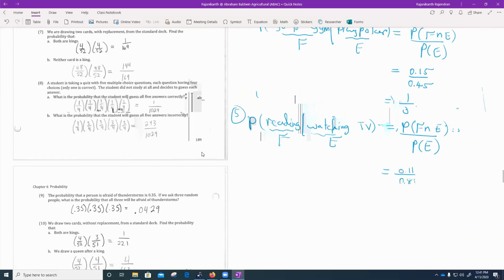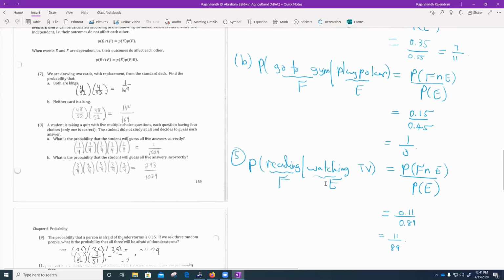Okay, so then simplify this. That is 11 over 89. That's the probability of reading given that he is watching TV.